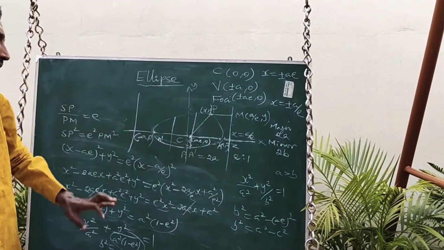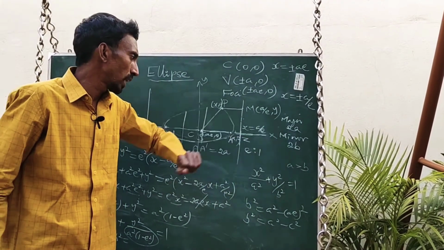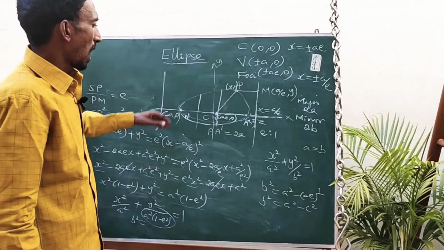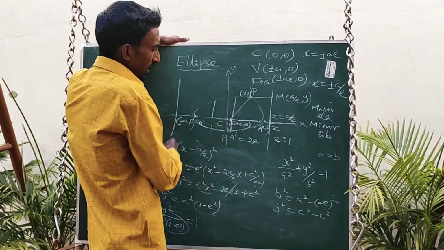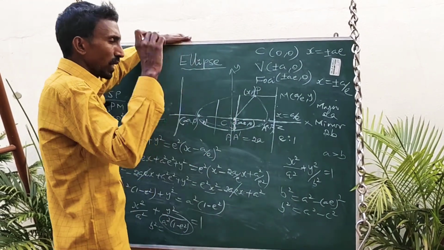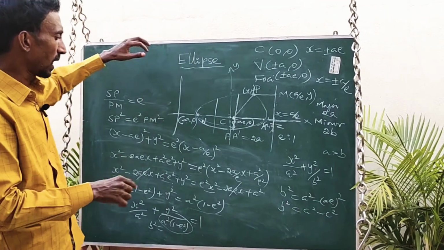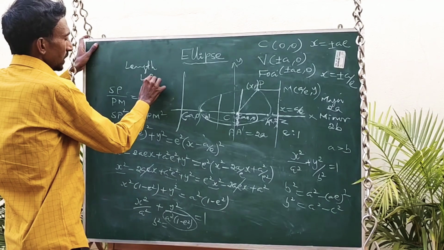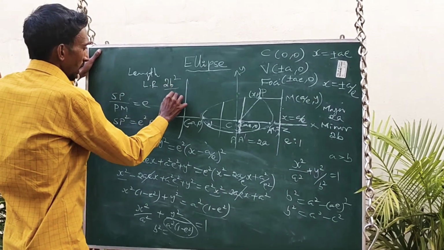So x-axis is the major axis and its length is 2a, y-axis is the minor axis and its length is 2b. Again, there is an example sum. The length of the latus rectum in a parabola is 4a. Here the length of the latus rectum is 2b square by a.